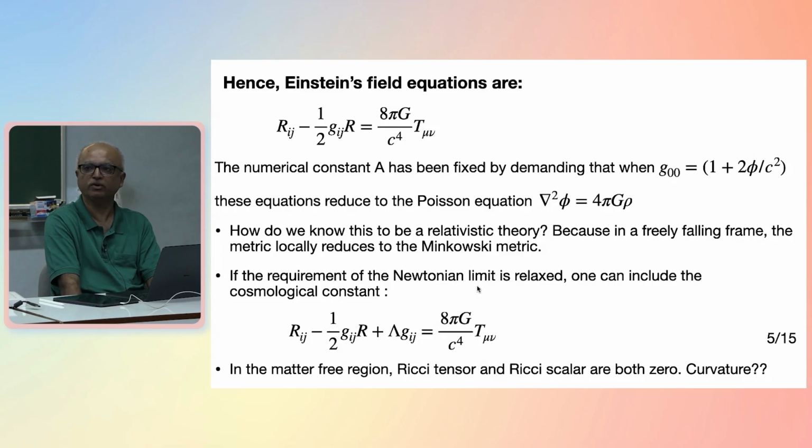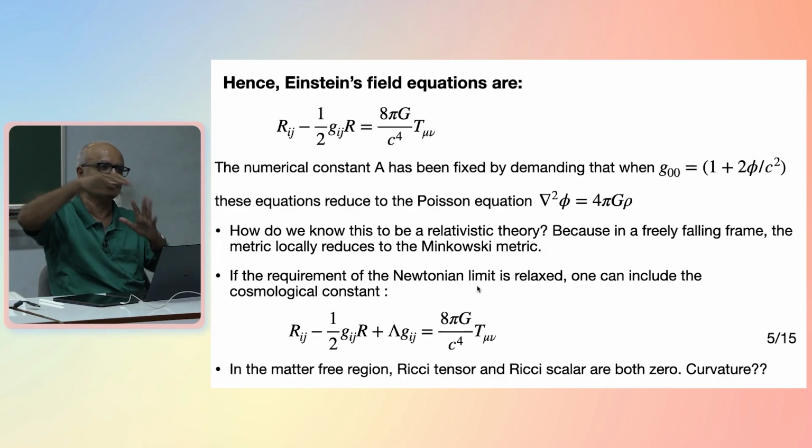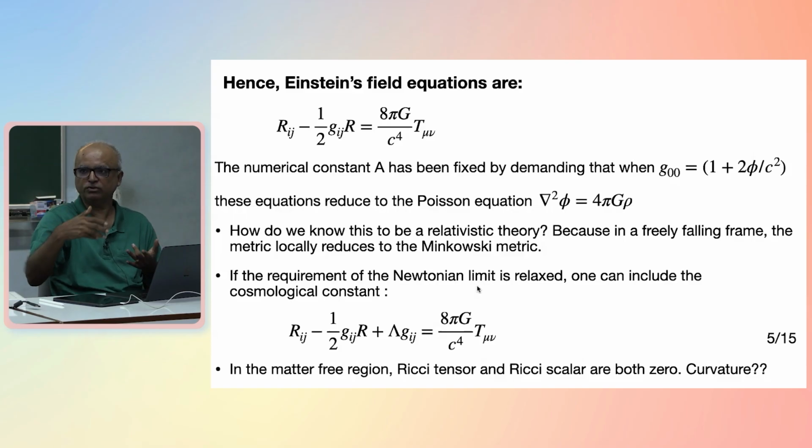And what about curvature? Who describes curvature? If you are outside the sun, outside is vacuum. There is no matter, so T mu nu is 0. So R is 0, R_ij is 0. R and R_ij are nonzero only inside the sun, where there is matter. If there is no matter, R_ij and R are 0. But still there is a gravitational field, no? The earth feels the gravitational field of the sun, despite the Ricci tensor and Ricci scalar vanishing.